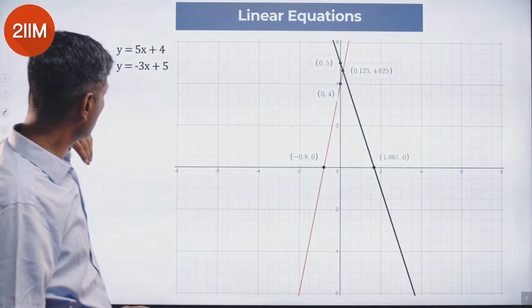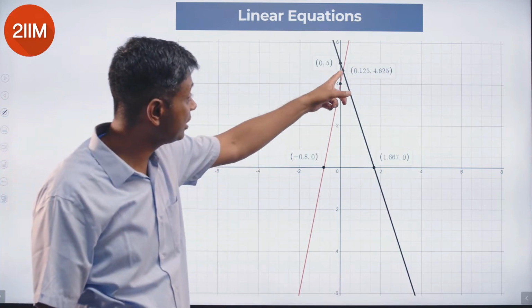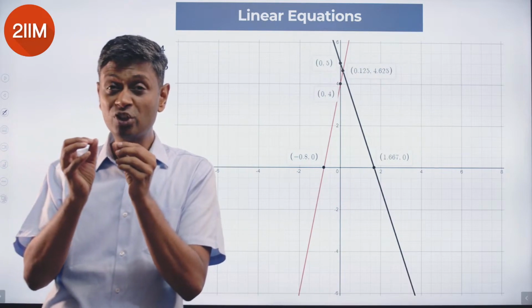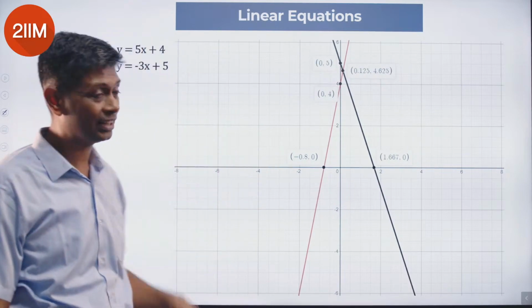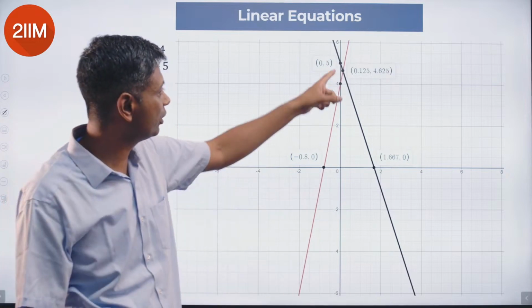Y equal to 5x plus 4, and y equal to minus 3x plus 5. We draw both of these graphs. Where they meet is that set of points where this is satisfied and this is satisfied. Solve the equation, and the solution that we get is the point here.